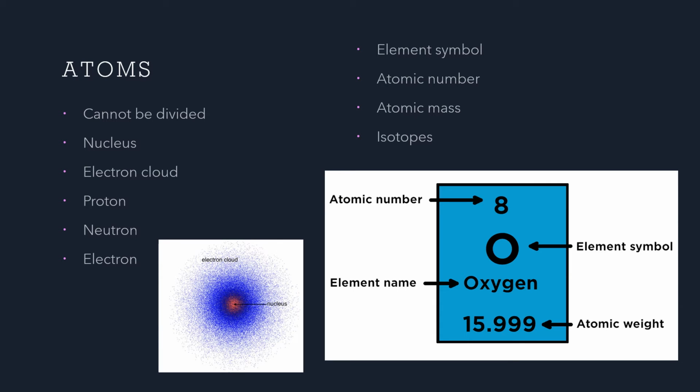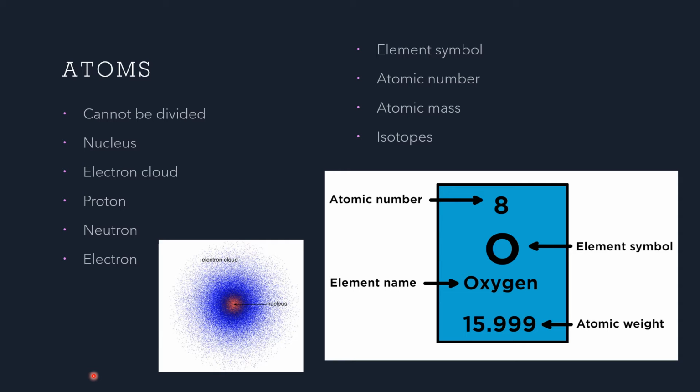So what's an atom? An atom is sort of the smallest unit that you can get to in matter. It cannot be divided, so you can't make it any smaller. There are smaller particles within an atom, but you can't break down the atom itself into smaller parts and have it still be matter.